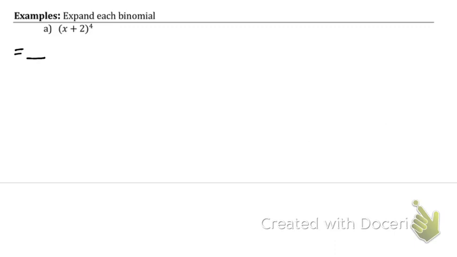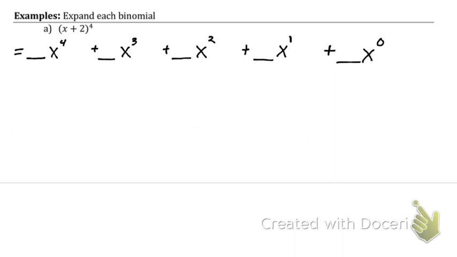So we're going to have x to the fourth. Let's leave a space plus a blank. Then we'll have x cubed, a space for our 2. Then we'll have plus blank x squared. Leave a space plus blank x to the first, blank plus x to the 0th. So our x's go 4, 3, 2, 1, 0.